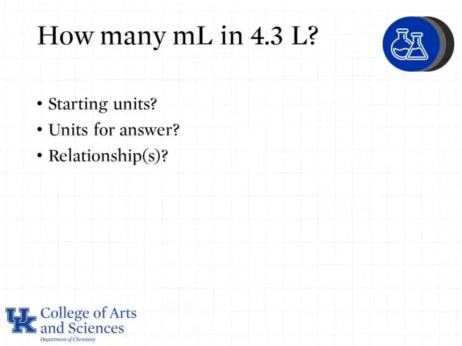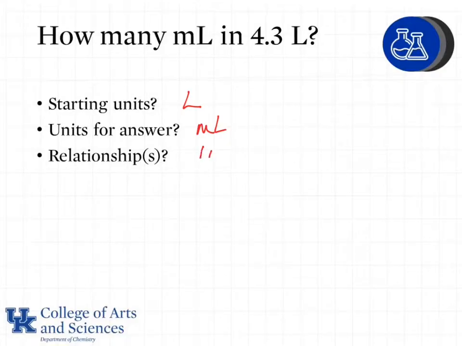Let's look at an example involving metric prefixes. How many milliliters in 4.3 liters? We still start the problem the same way. We look for our starting units, so we're looking for a numerical value that has a unit associated with it, and so we find that liters are our starting unit. Next, we look at the units for our answer, and in the problem we notice it says how many milliliters. So milliliters is the units for our answer. And then we determine what relationship or relationships we know that are going to help us convert between liters and milliliters.